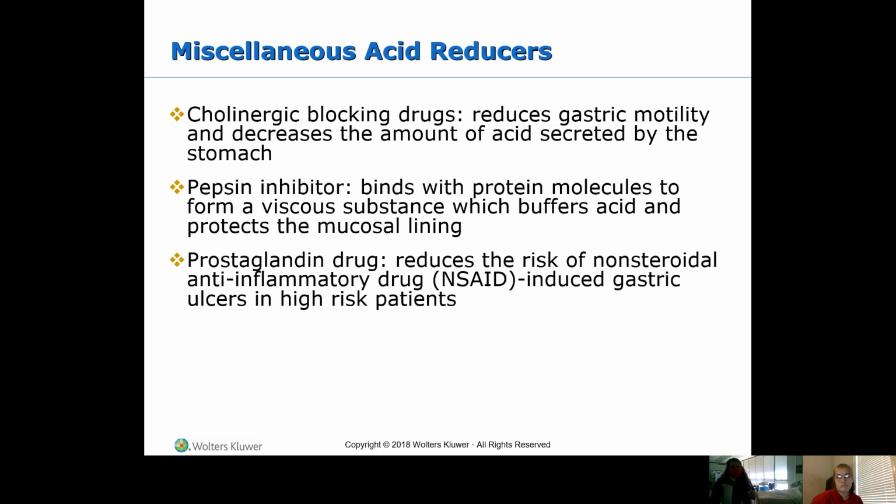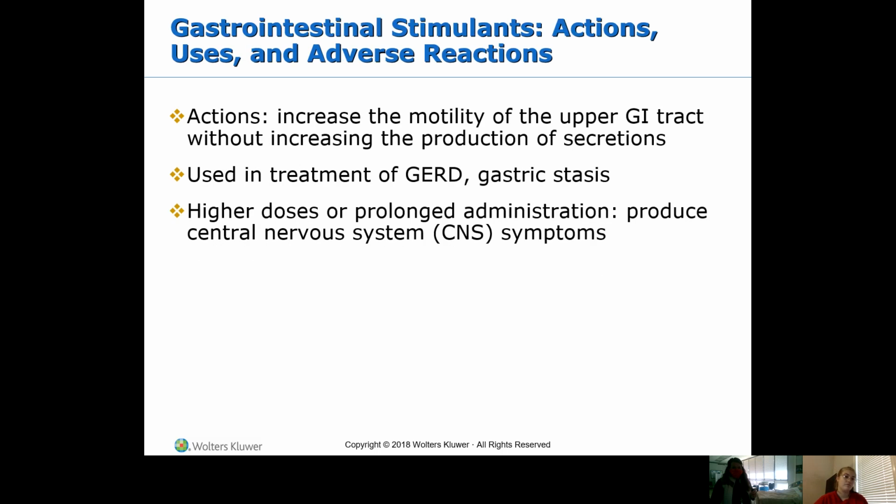All right. I'm not going to go over these miscellaneous acid reducers. I just want you to know those two major classes. The number one stimulant is what? The only stimulant? Yeah, Reglan, yes. So I'm not going to go over that.